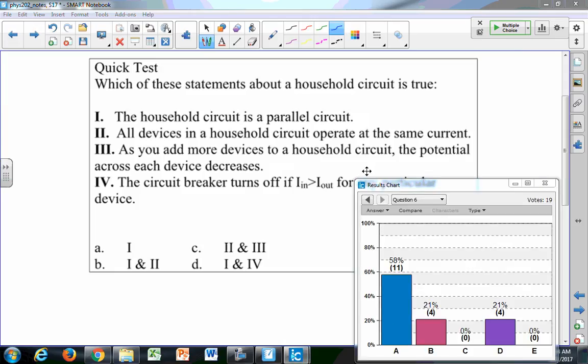Okay, let's see. The household is a parallel circuit. Is that right? That is right. Do they operate at the same current? No, they operate at the same voltage, right? So you can make this correct by making current voltage. As you add more devices, the potential across each device decreases? No, the potential is actually constant. Because they're in parallel, the potential will always be the same. And this isn't describing a circuit breaker, it's describing the GFI or the GFCI, the ground fault circuit interrupter. So A is the right answer here.